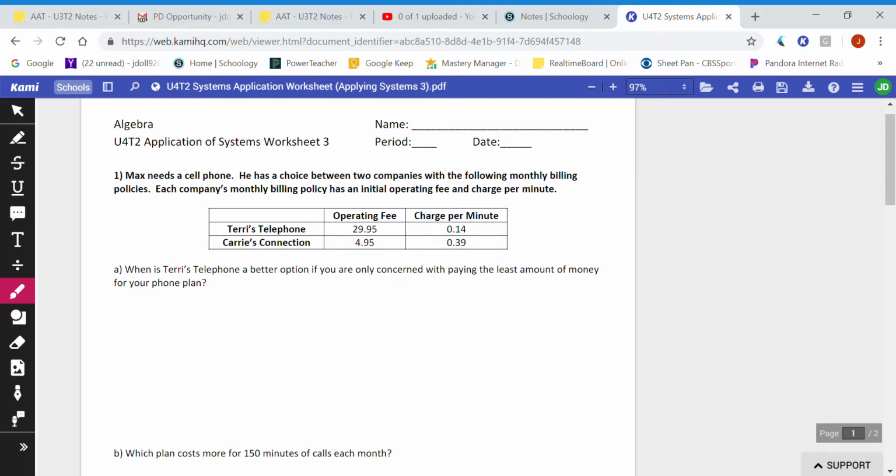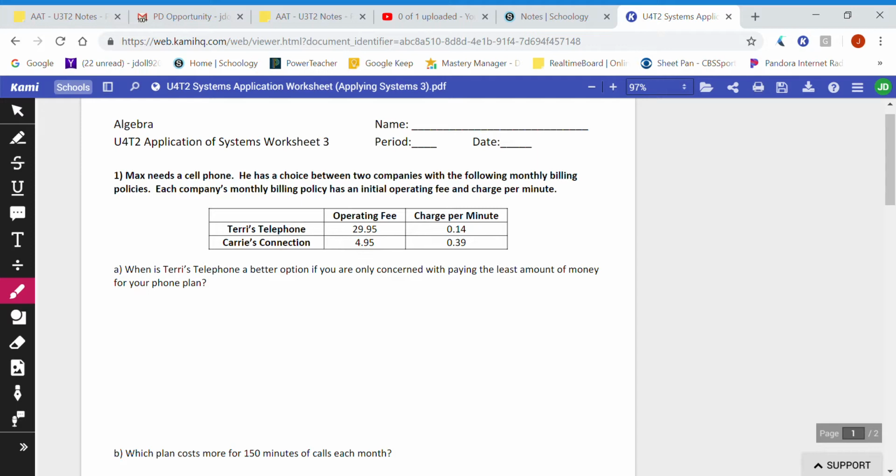So this is the third worksheet, and you can see in this first scenario, Max needs a new cell phone, and he's trying to decide between two companies. Terry's telephone has a higher operating fee per month, but charges less per minute, and Carrie's connection has the lower operating fee, but charges more per minute. And the first question is, when is Terry's phone a better option if you are only concerned with paying the least amount of money for your phone plan?